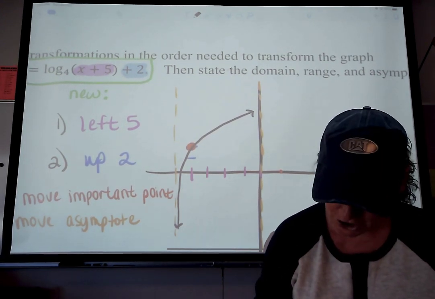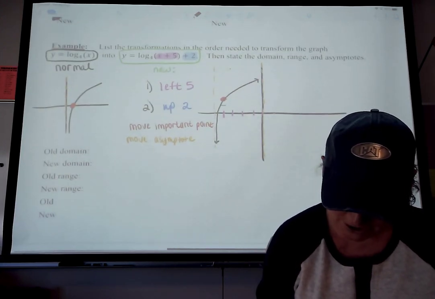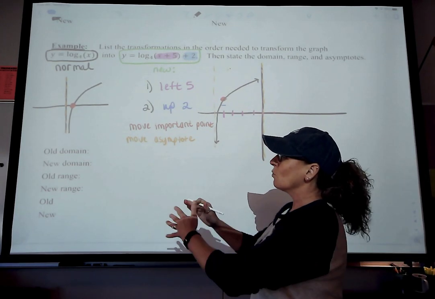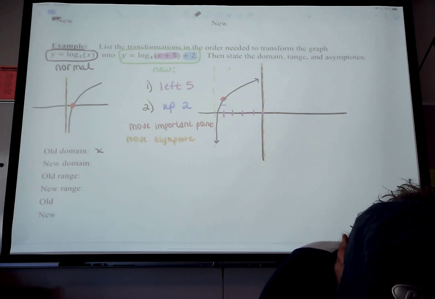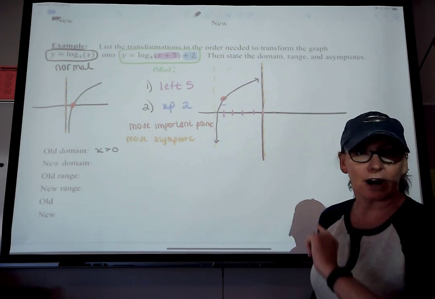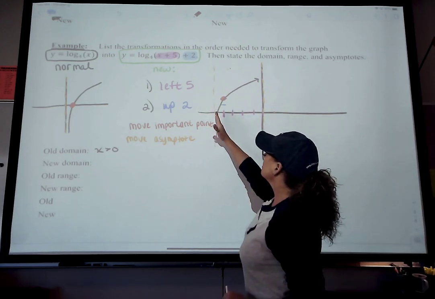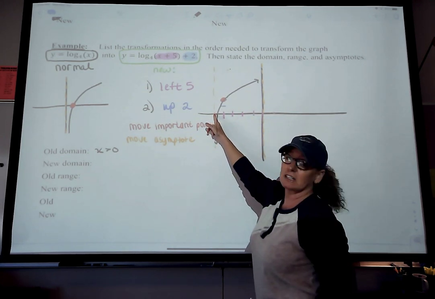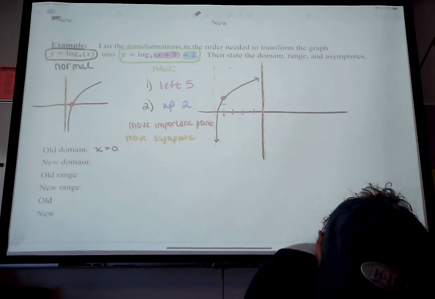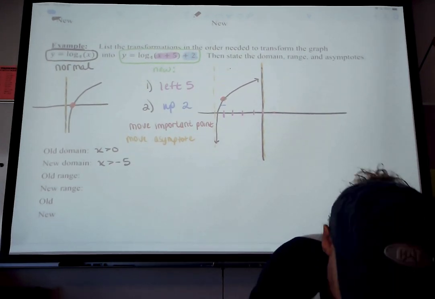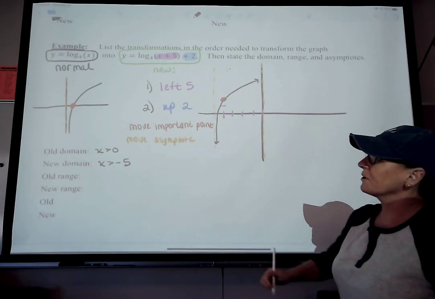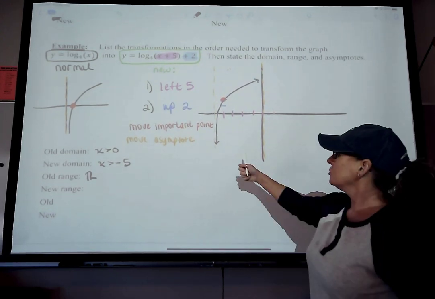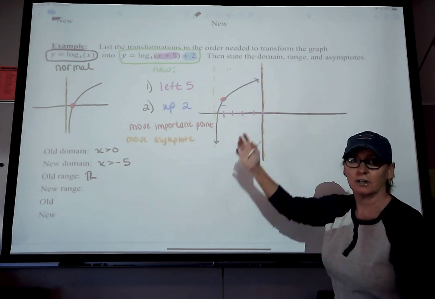Now, once you have the picture, I think domain and range should be easy. Old domain, we'll go back on your old graph. What x's were there? Well, x had to be greater than 0 on the old graph. What about on the new graph? Does it cover all the x's? No. It's never going to touch -5. So x is going to be bigger than negative 5. Old range, how high and low did it go? Well, it covered all real numbers. New range, new graph, how high and low does it go? It's still going to cover all real numbers.